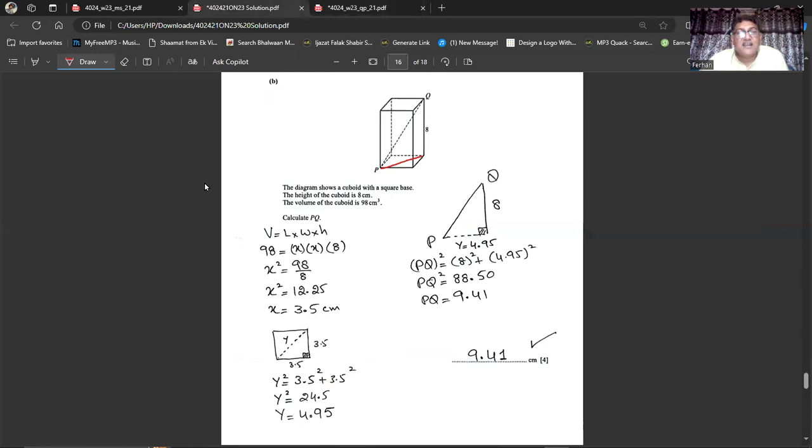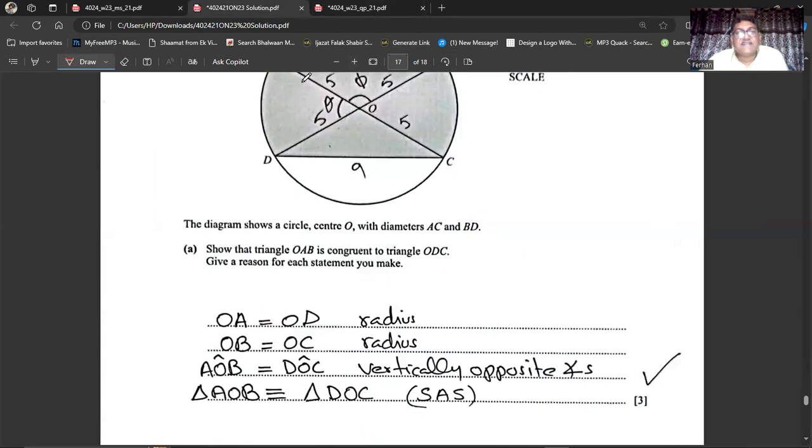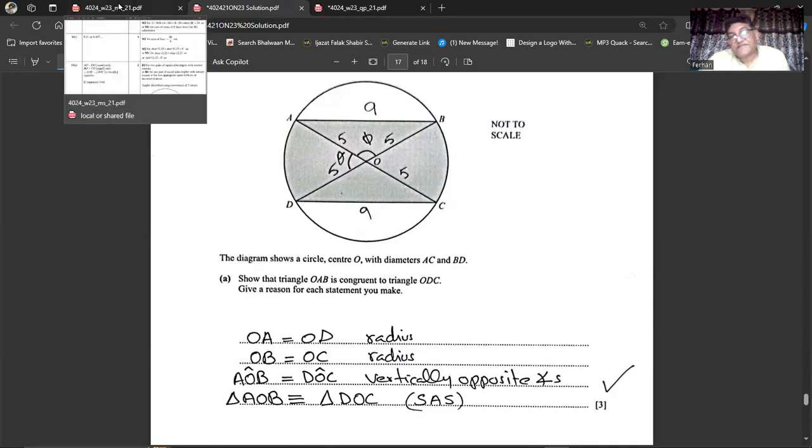Hopefully you understand. Let me show you my written work here. So here you can see I have written that OA is equal to OD because they both are the radius of the same circle. OB is equal to OC because they are the radius of the same circle. Angle AOB is equal to angle DOC. They are vertically opposite angles. So that means the triangle AOB is congruent to the triangle DOC. And the reason is side angle side postulate.